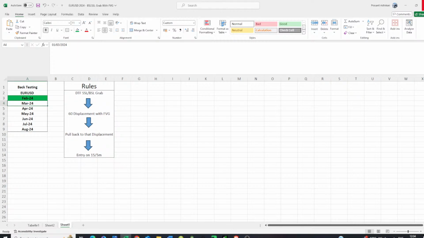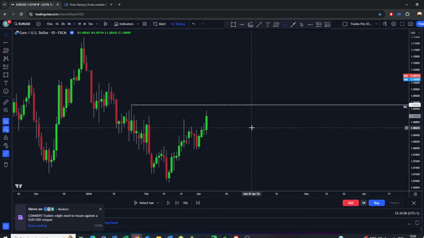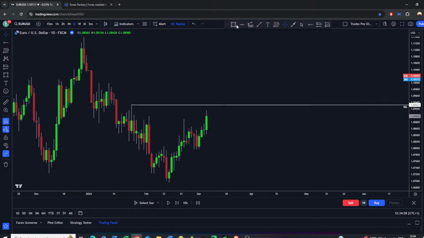All right. So we're on March. Price is coming up to, this is the 6th of March. Price is coming up to these highs, which is right below this fair value gap as well. So it's a good location, and let's see how price reacts.